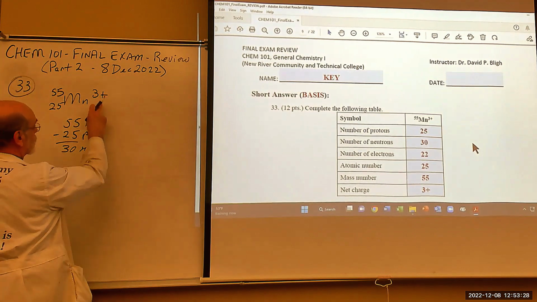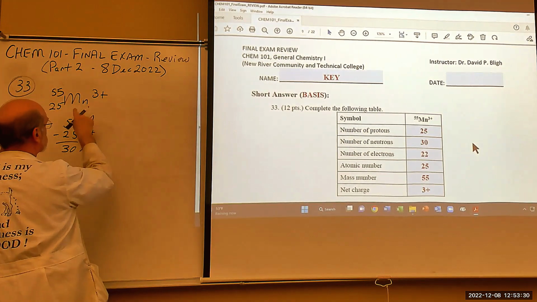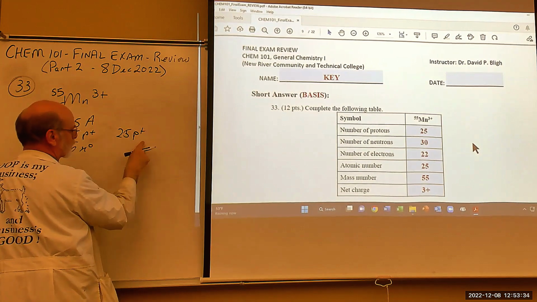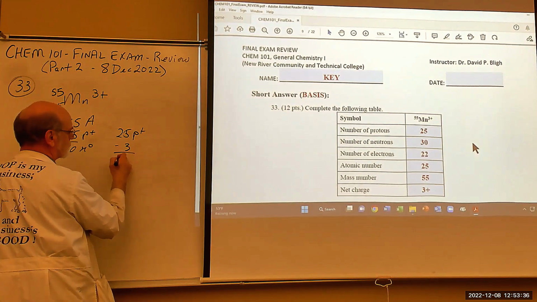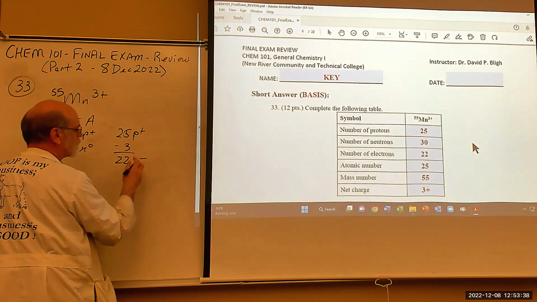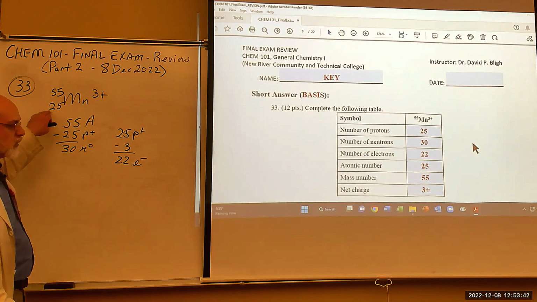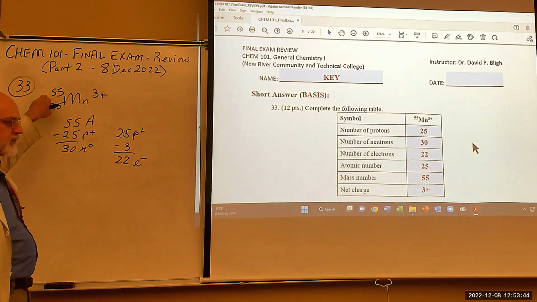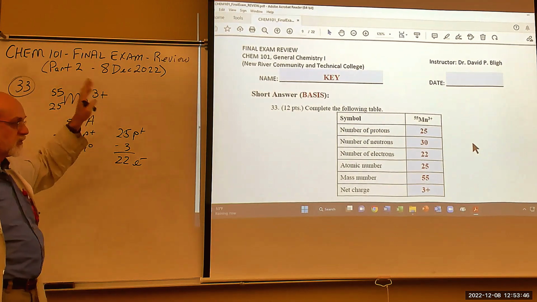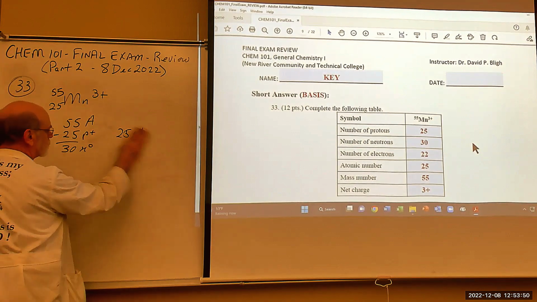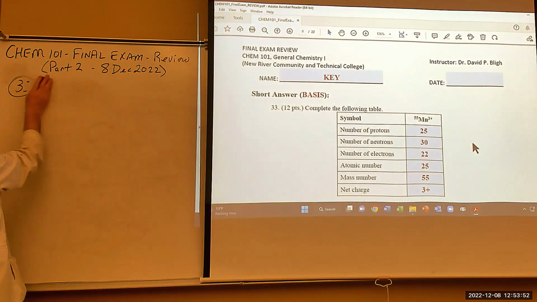So the number of electrons to be 3 plus, you're going to be 25 positives and you're short 3. So it should be 22 electrons. There you go. Atomic number is 25, mass number is 55, and the net charge is 3 plus. There you go. Knock that one out pretty quick.